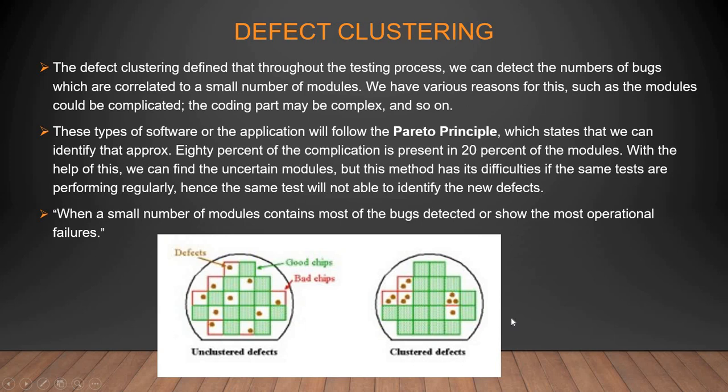With the help of this, we can find the uncertain modules, but this method has its difficulties. If the same tests are performed regularly, the same tests will not be able to identify new defects. This happens when a small number of modules contain most of the bugs detected or show most of the operational failures. This is the main idea of defect clustering.